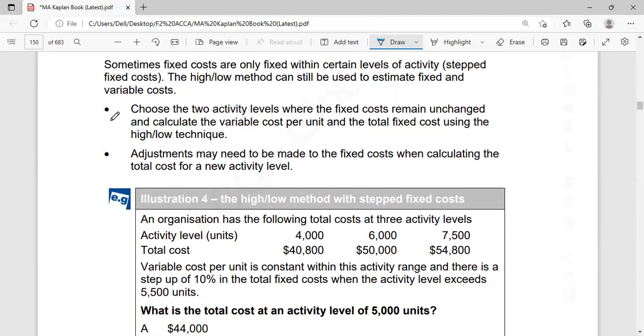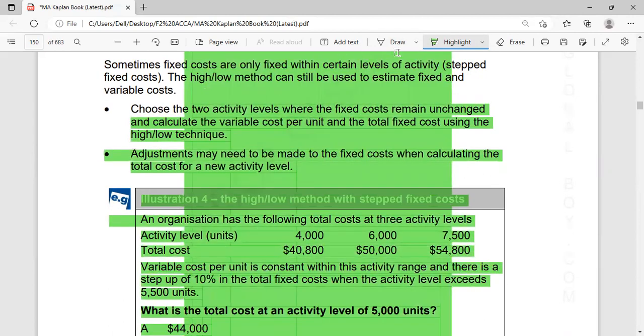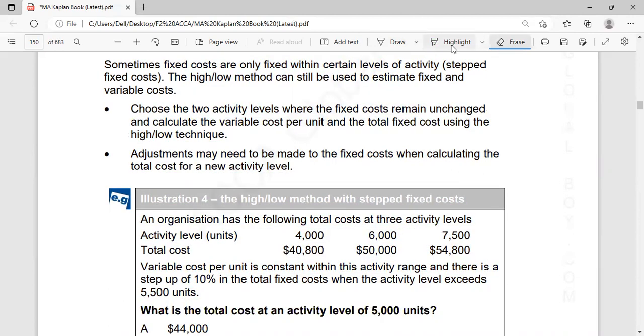How can we do that? He has given us the information right here. The first thing he has told us is to choose the two activity levels where the fixed costs remain unchanged. Now, this thing is very important. While looking at the question, you need to see at which two activity levels the cost is unchanged, and calculate the variable cost per unit and total fixed cost using the high-low technique. And while using those two activity levels, you need to calculate the variable cost per unit.